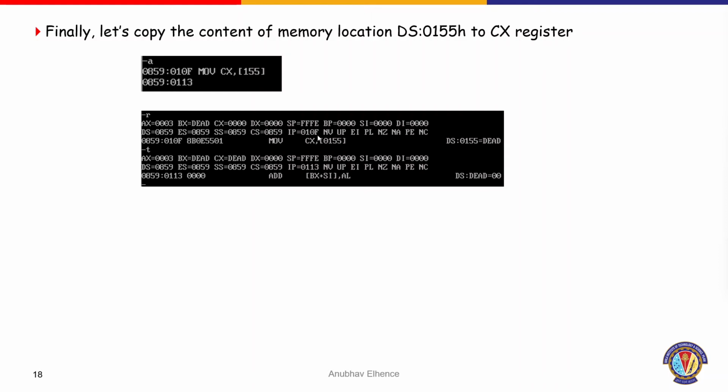So you know that the instruction pointer, the next instruction to be executed is MOV CX, [155], and after executing that through the T command, the CX register is filled with the value coming from the memory location 155, all right.